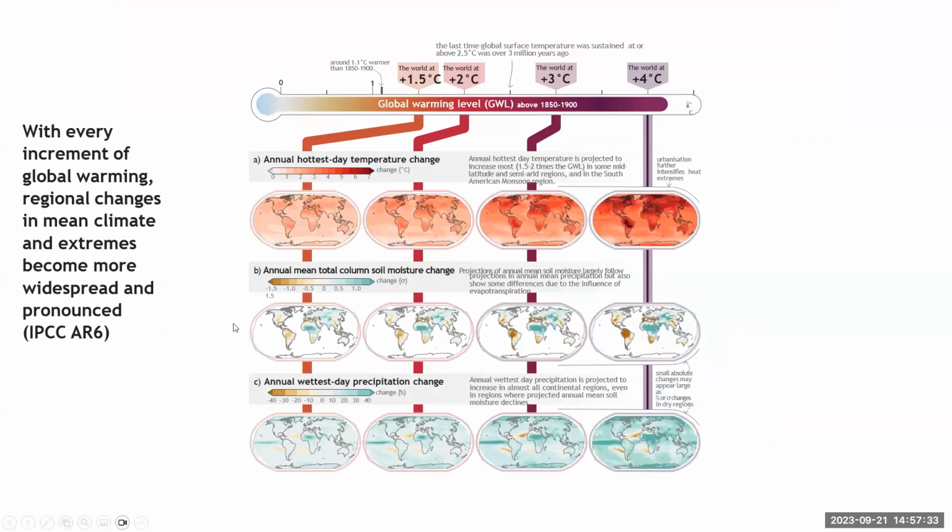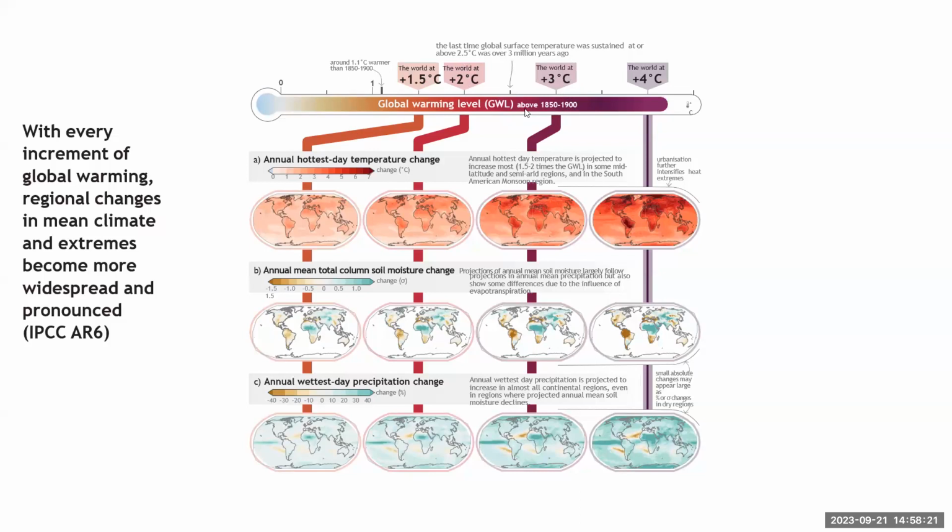And of course, coming to this IPCC AR6: with every increment of global warming, regional changes in mean climate and extremes become more widespread and pronounced. Here one can see the global warming level. One level that is shown is that the last time global surface temperature was sustained at or above 2.5 degrees C was over 3 million years ago. Now the scenario, if the changes that we are seeing continue: world at plus 1.5 degrees C, world at plus 2 degrees C, and then world at 3.3 degrees C.